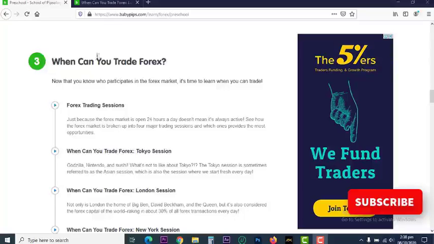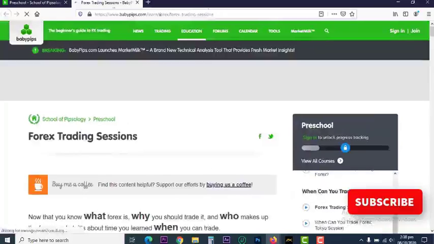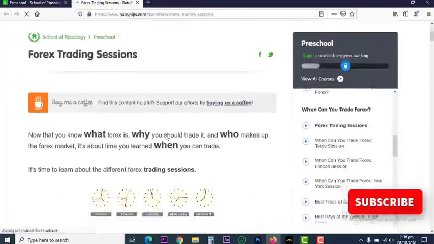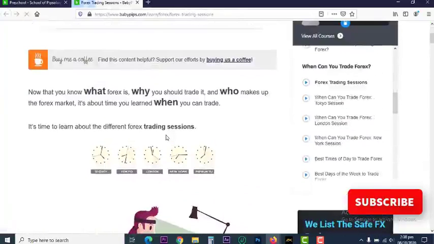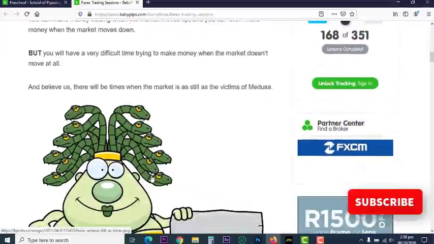So when can you trade Forex? You can trade Forex anytime you want. They have trading sessions and times. We have Sydney, Tokyo, London, and New York sessions, and other sessions as well. The most important ones are what you're seeing right now: Tokyo, London, and New York. They are all different sessions, so it is important to know where you fit in and which sessions you are trading.